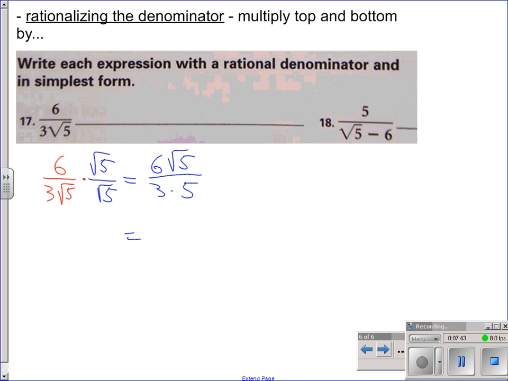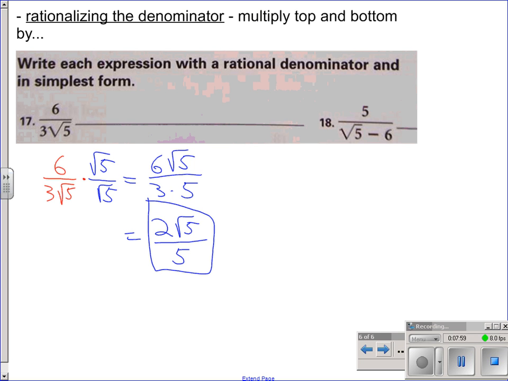Now, the 6 and 3 have a common factor of 3, so what we're looking at is 2 square root 5 over 5. Okay? No more square root in the denominator. That's a proper fraction. Okay?